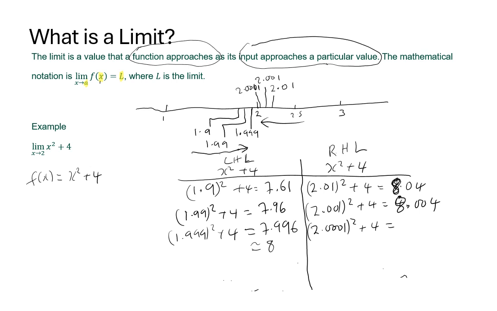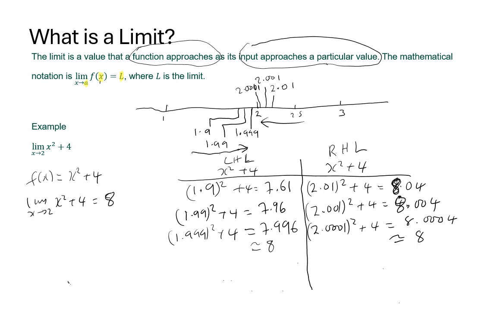2.0001 times 2.0001 plus 4 will be 8.0004, and you can see this is approximately equal to 8. So from both the left and the right hand side, this function approaches 8. We say that the limit of this function is 8. So the limit as x tends to 2 of x squared plus 4 is 8.